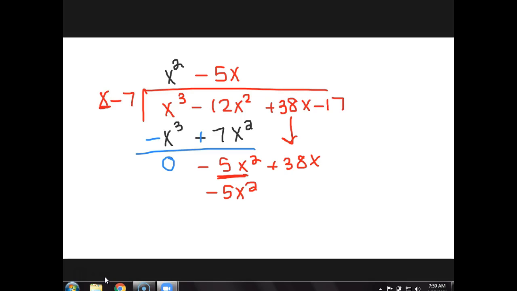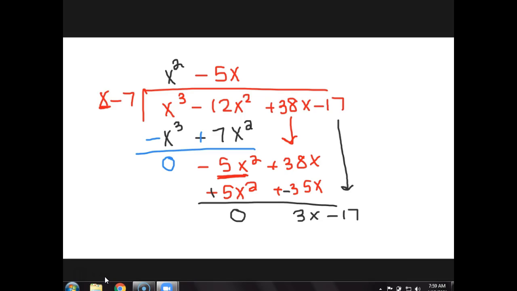Negative times a negative is a positive 35x. But now I change both of my signs, so the first term zeroes out, and 38 minus 35 is 3x. We're going to bring down that negative 17. And once again, you look at the first term here and the first term here and say, okay, what do I need to multiply x by to get 3x? The answer is a positive 3.